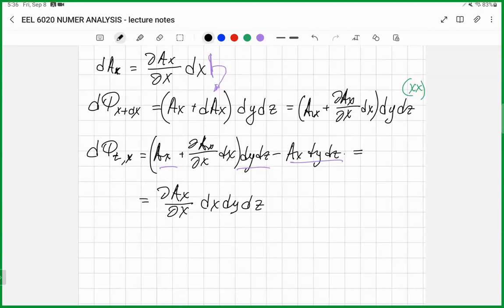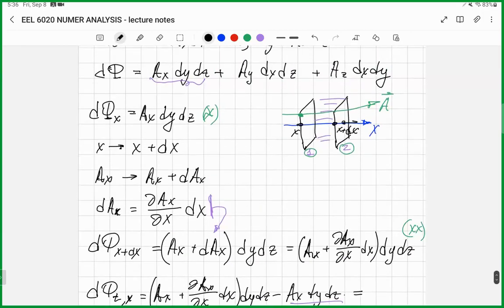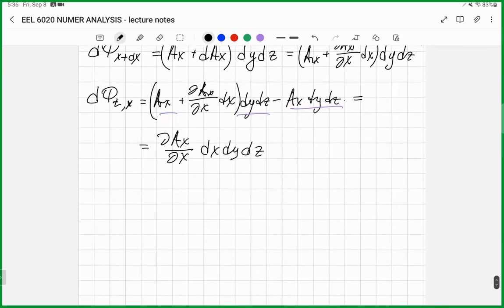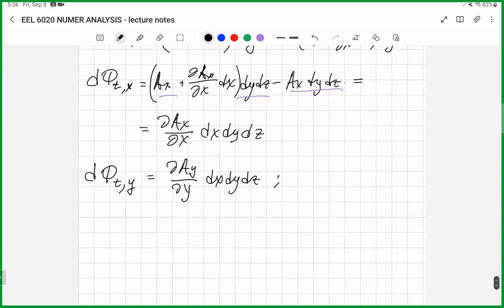But this is only for the element of the volume with the normal along the vector, the axis x. And we can go ahead and write the same formula for the y and z, right? So for the y, it's going to be day over dy, dx dy dz. It doesn't change. And for the z component, we're going to get daz over dz, dx dy dz.